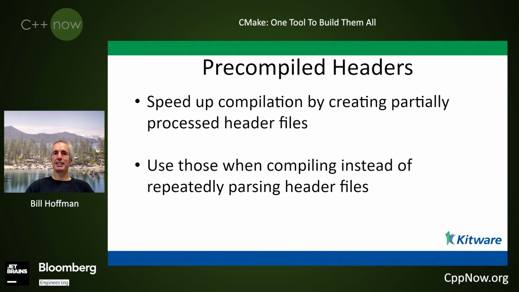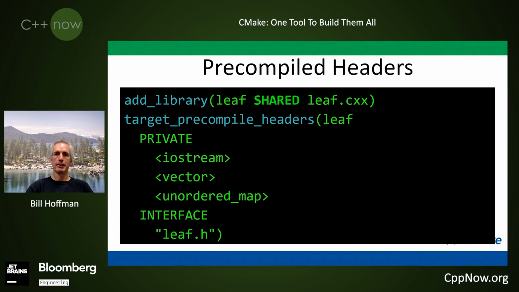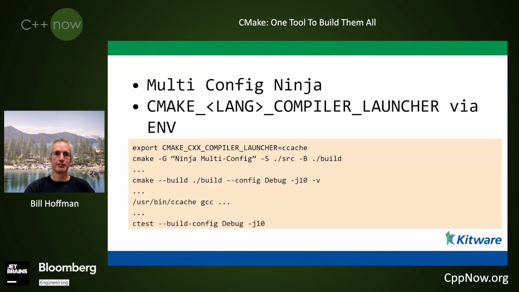CMake also supports precompiled headers. This is also one of the things about CMake that, over the years, people have been able to do, but it wasn't natively supported until somewhat recently. It speeds up compilation by creating partially processed header files used when compiling instead of repeatedly parsing the header files. In CMake, you would add a library and then set target precompile headers for that library, creating an interface library of leaf.h, and then listing those private headers that get included in that precompiled header.